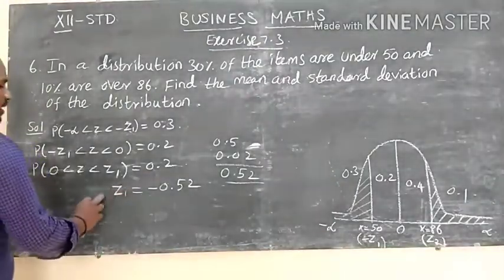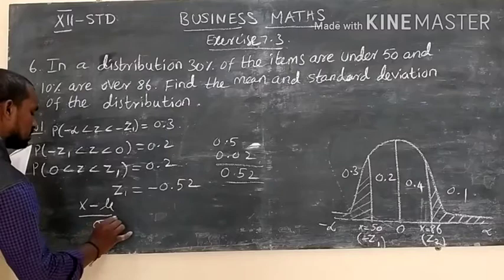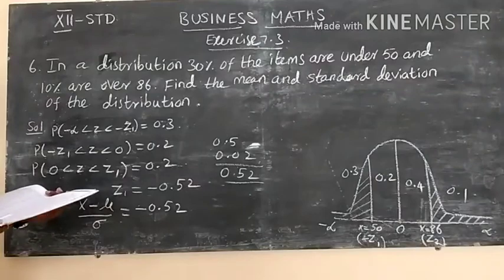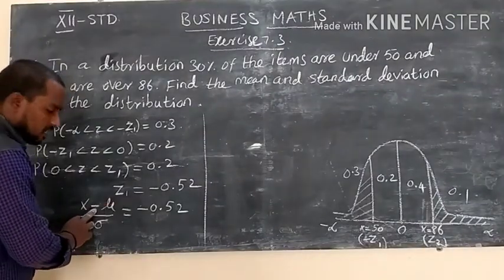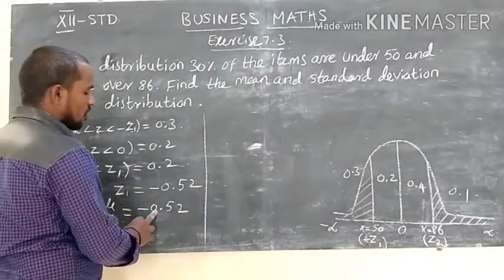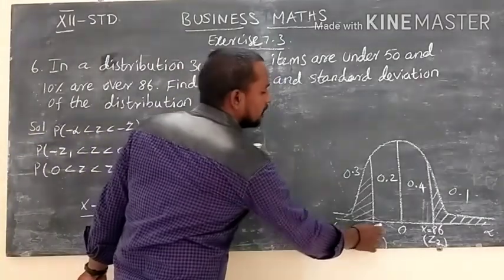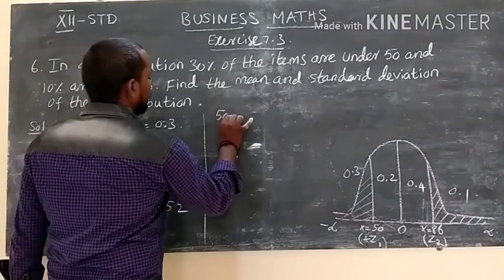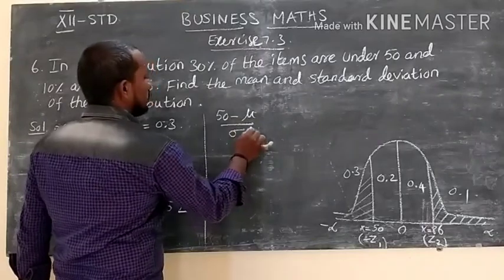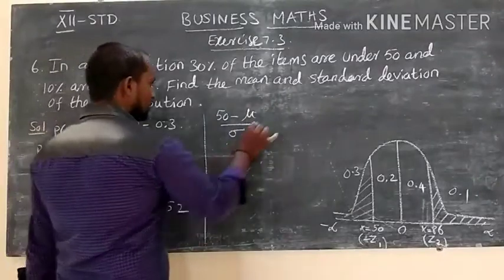What is the Z formula? The Z formula is x minus mu divided by sigma equal to minus 0.52. What is the x? For Z1, x is equal to 50. So 50 minus mu divided by sigma. Your question is to find the mean and standard deviation, mu and sigma, which is equal to minus 0.52.